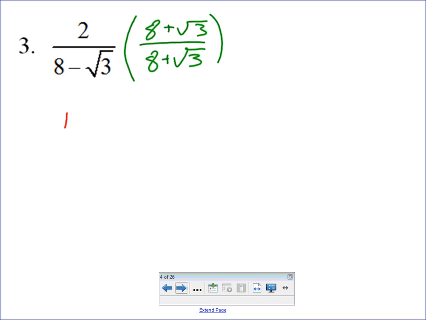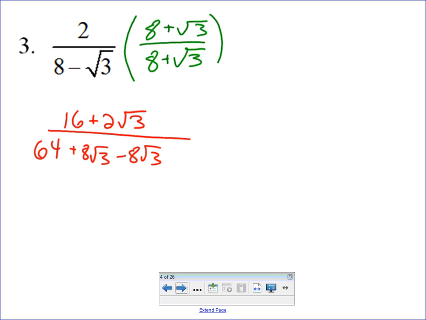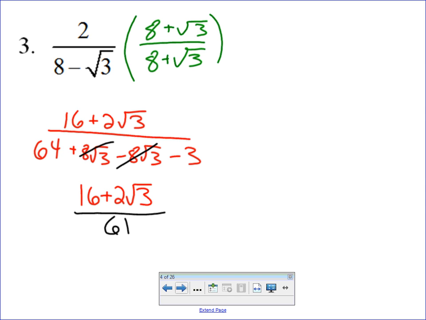We distribute on the top and we'll get 16 plus 2 times the square root of 3, and that's pretty straightforward. On the bottom, we'll FOIL, and we'll get 64 plus 8 times the square root of 3 minus 8 times the square root of 3 minus 3. And the reason we multiply by the conjugate is because if you notice, this term and this term will cancel, and we'll be left with 61. And that's your final answer. We no longer have an irrational number in the denominator.